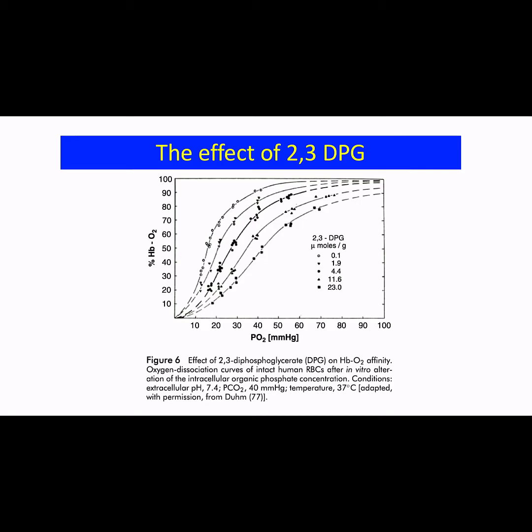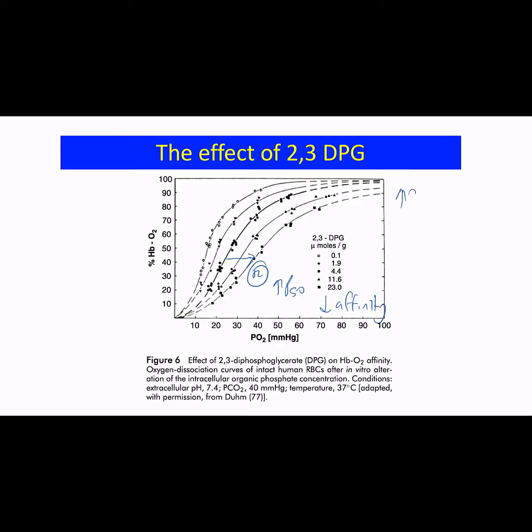What about the effect of 2,3-DPG? Now, 2,3-DPG is a little bit more complex. Essentially it is a glycolytic intermediate. It's a metabolic byproduct that accumulates in red blood cells. Now, it accumulates in all cells, but in red blood cells in particular, it likes to associate with hemoglobin. And what increased levels of 2,3-DPG do is that it causes a right shift. It increases the P50, decreases affinity for oxygen.